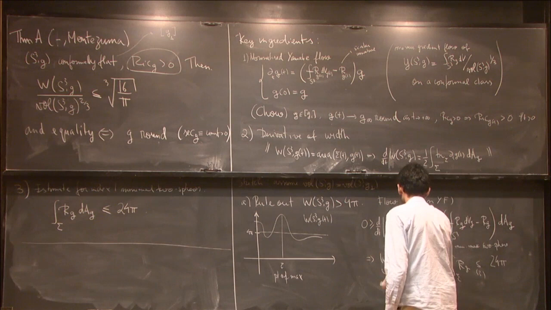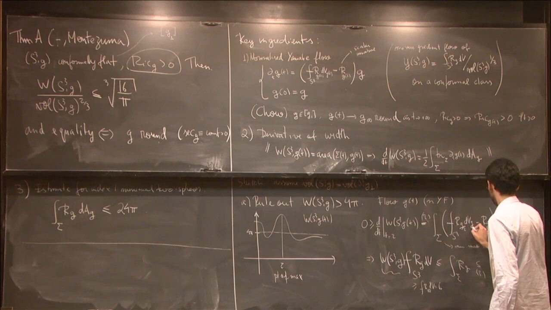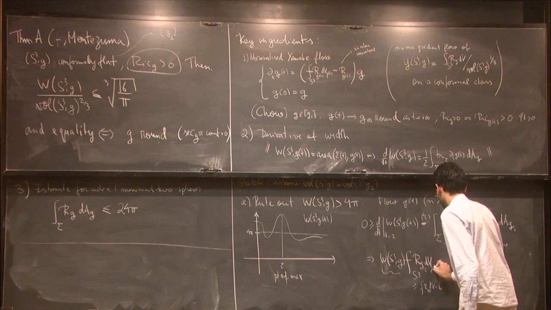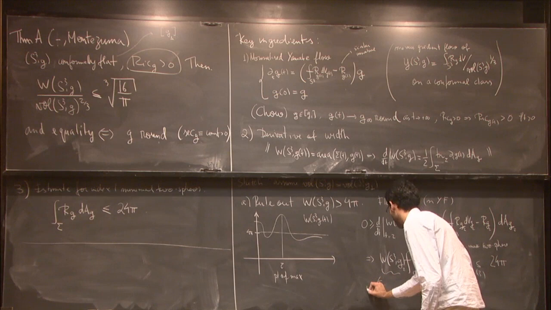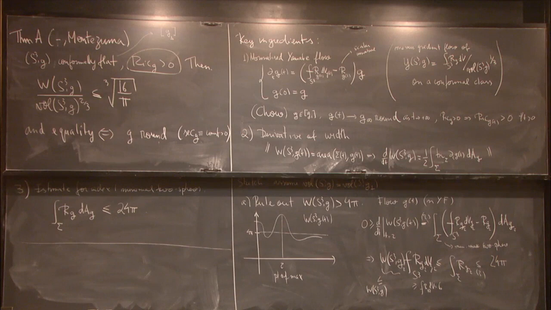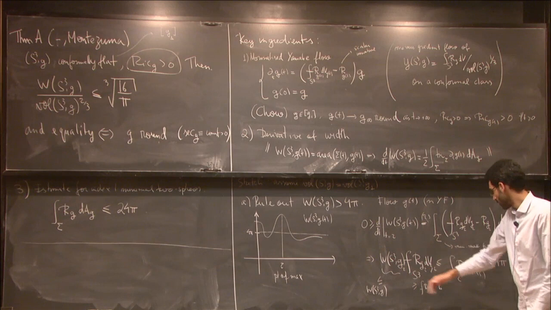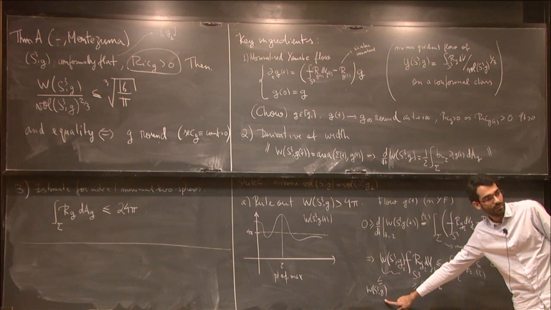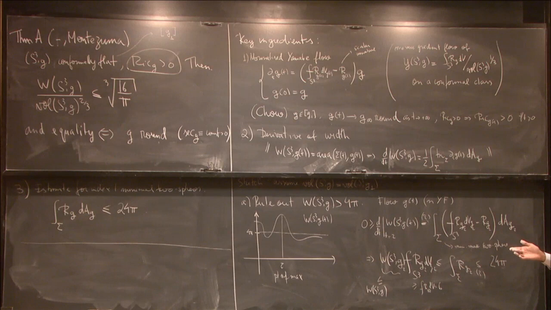And this number, by assumption, oh sorry, I'm forgetting the taus. So this is at tau, and this is bigger, so it's a maximum, so this is bigger than the initial width. Maybe this is visually a bit confusing, but if you divide by 6, you would get the width of the initial metric is less or equal than 4 pi, contradiction.